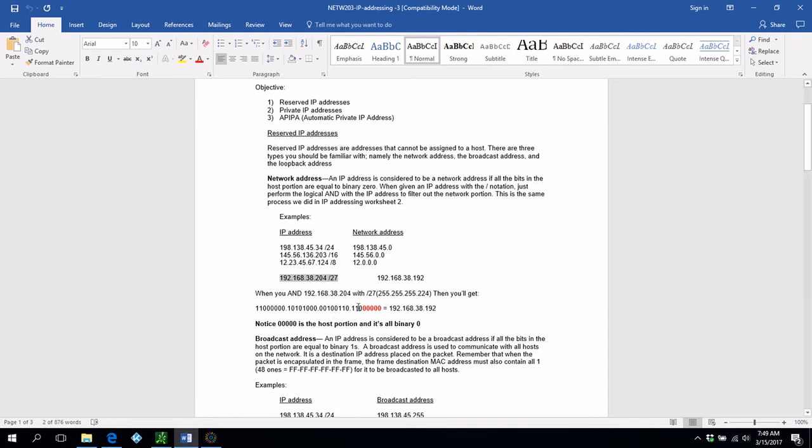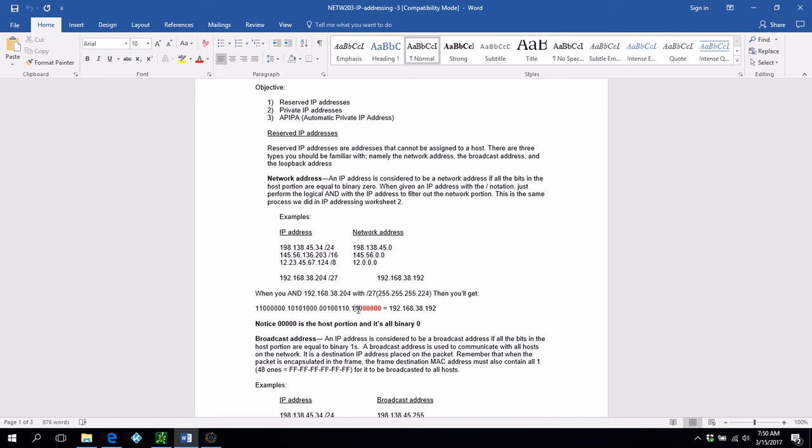By the way, if it was /26, it would still be a network address because the host portion is still all zeros. If it's /25, then the boundary ends up right here, which means there's a 1 in the host portion. If you change the mask to /25 instead of /27, it would be a host address because the host portion is no longer all zeros. That's how someone asks you whether this is a network address or a host address.